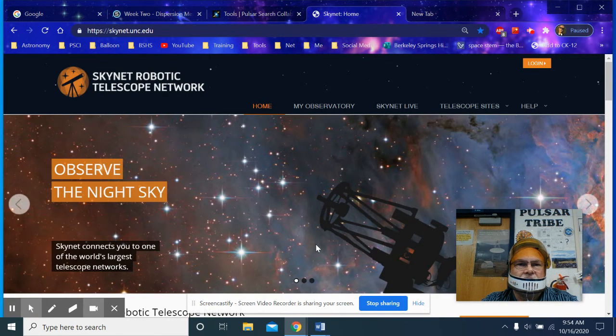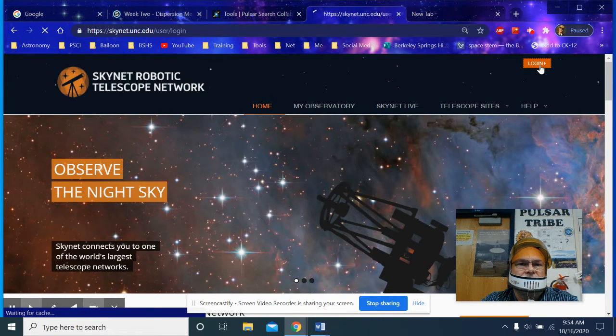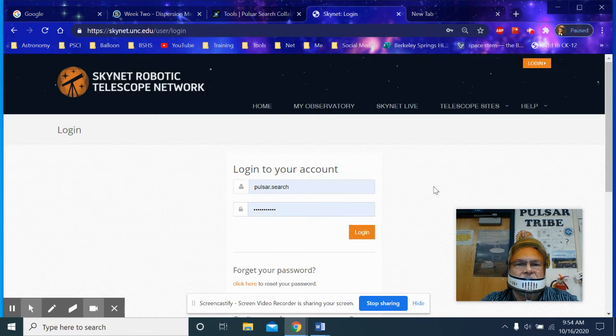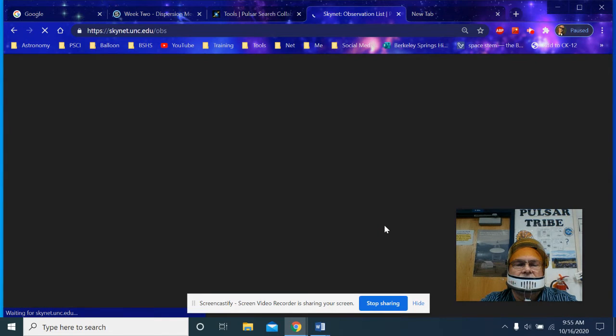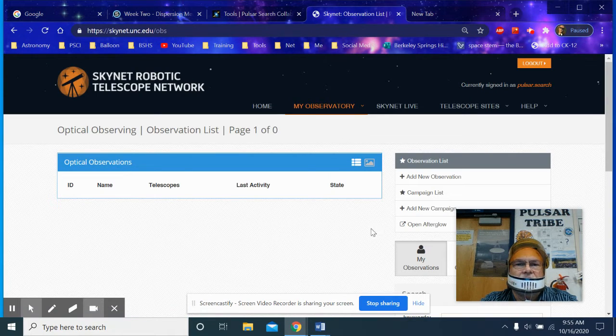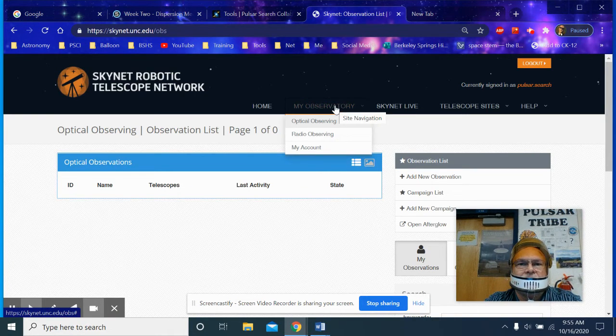And this is the place you start out. Click on login. Everyone can log into this site. You can't forget these because everyone has the same information. Pulsar.search and Pulsar's spin. You can look that up on a previous lesson. This is the page that originally comes up. The next thing is to click on My Observatory and Radio.